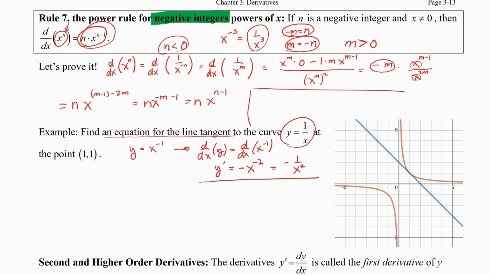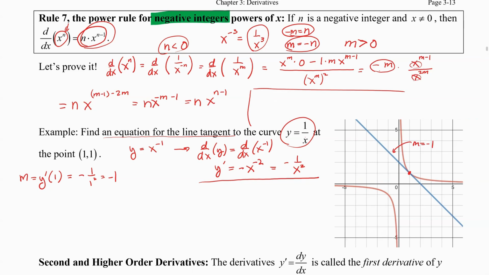Well, line tangent, what do we know? We know at the point of tangency, the derivative gives us the slope of that line. Y prime at 1 is going to give me the slope of the tangent line to that curve at that point. Y prime at 1 is negative 1 over 1 squared. It's negative 1. Does that look like a slope of negative 1 to you? Does to me. All right.